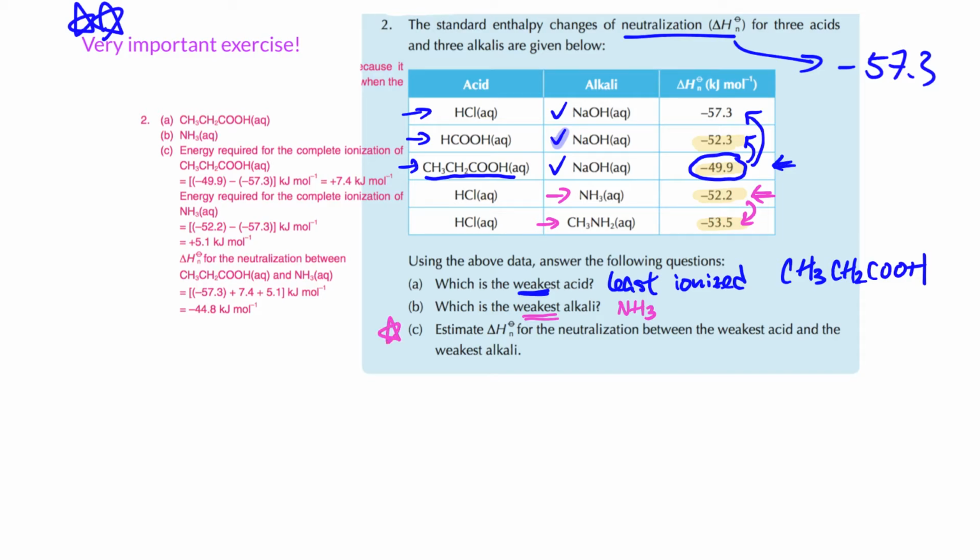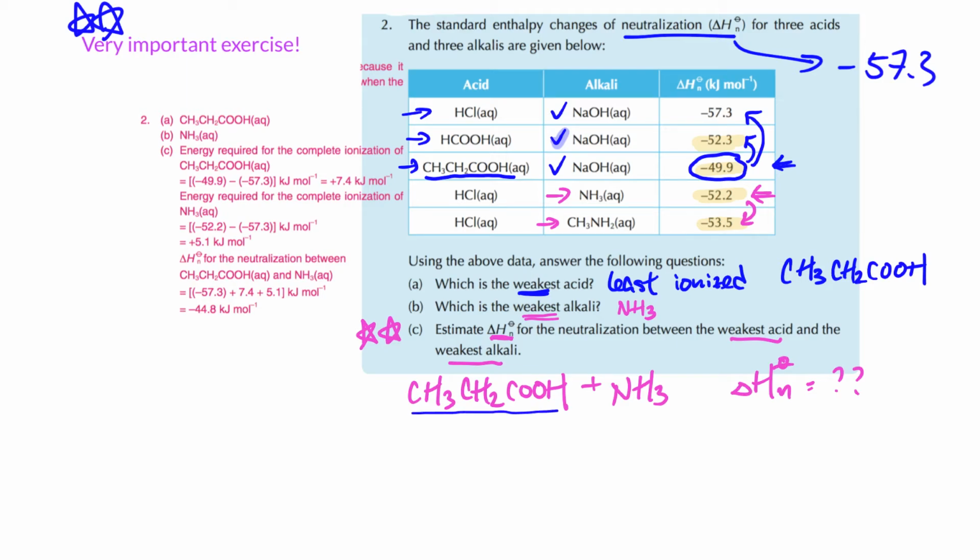And the most important part, go to part C. We have to estimate the standard enthalpy change of neutralization between the weakest acid and weakest alkaline. That means right now we try to put these two together, this one and also NH3. When they react, what should be the standard enthalpy change of neutralization? Quite interesting. First of all, we have to calculate the enthalpy required to completely ionize this one first, and also completely ionize this one.